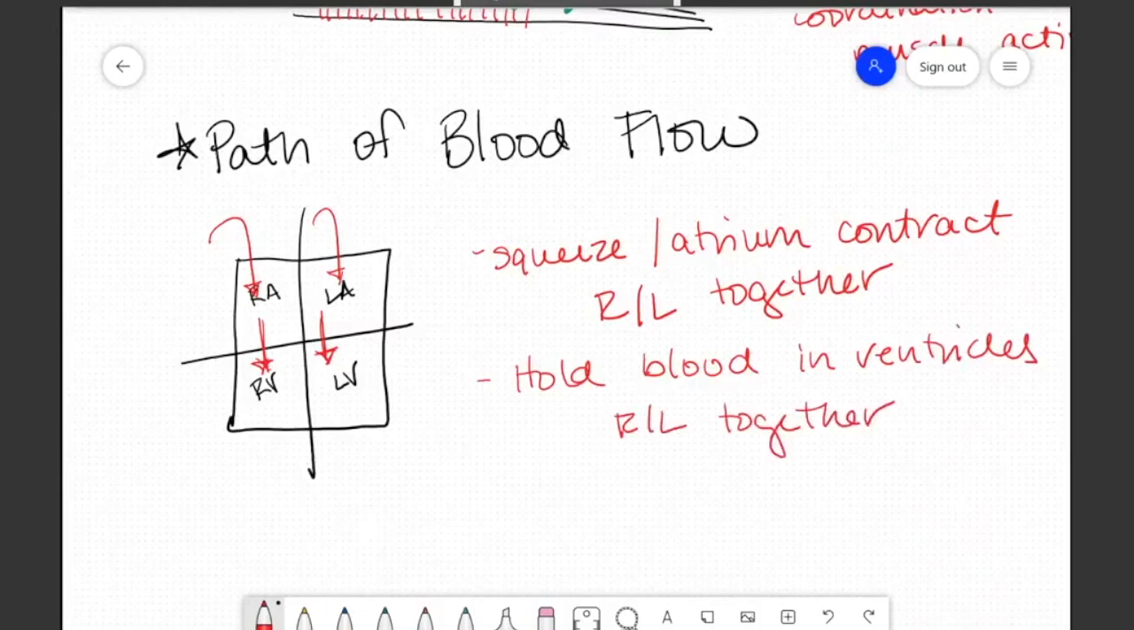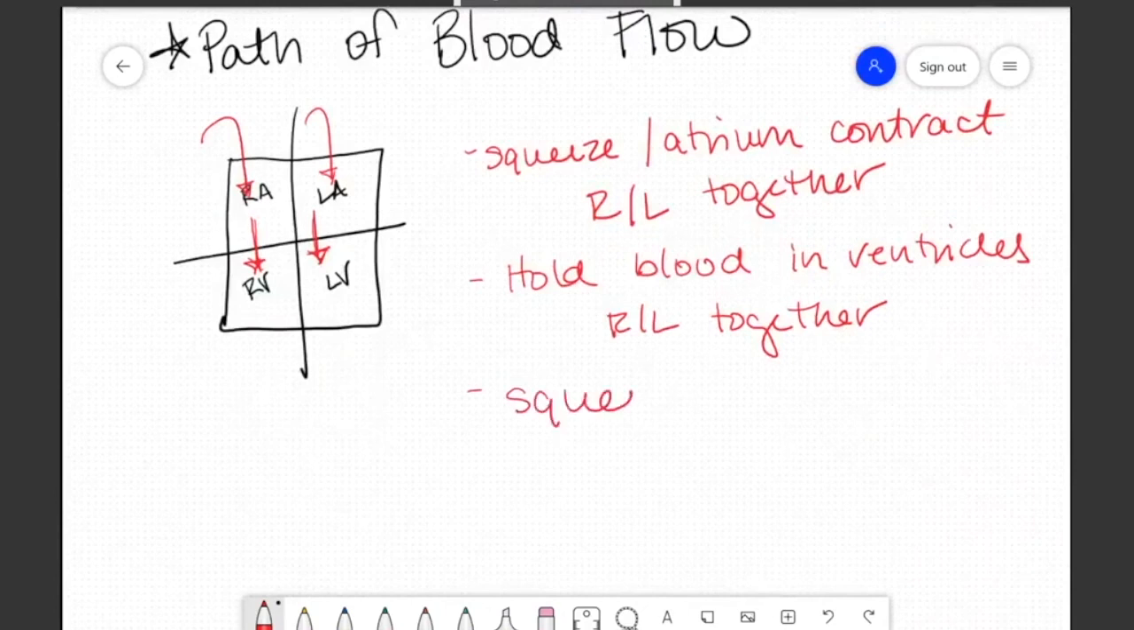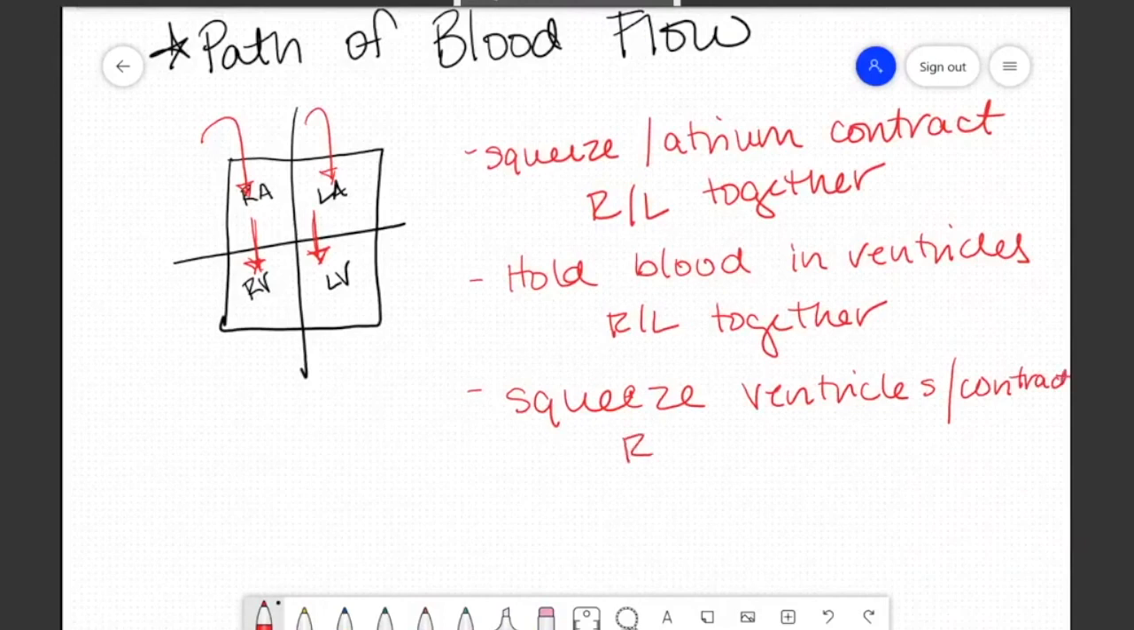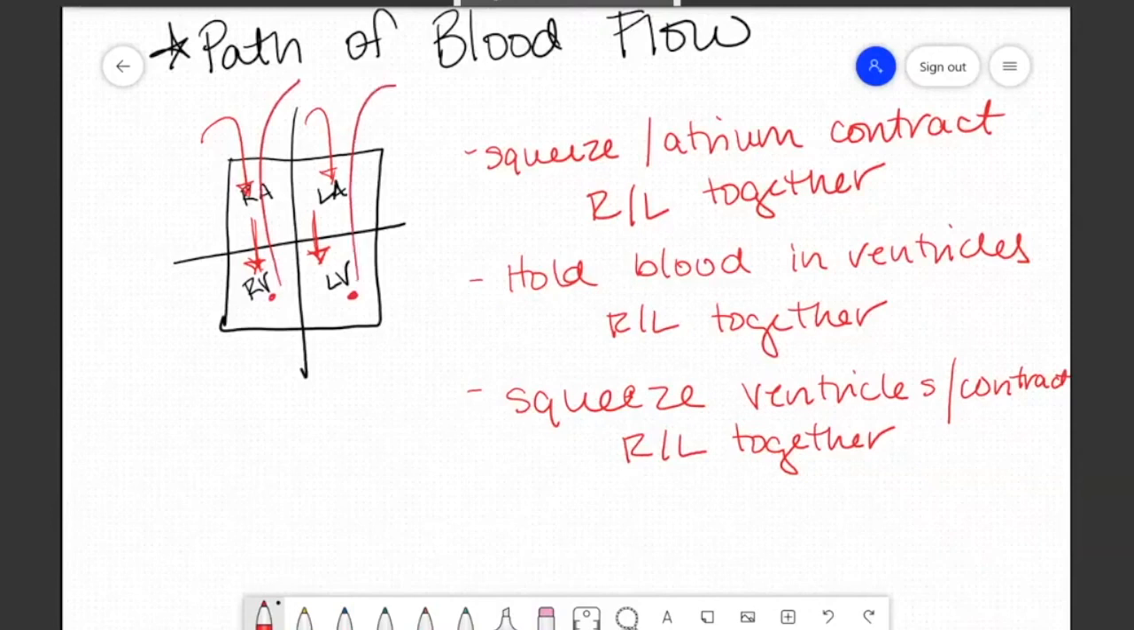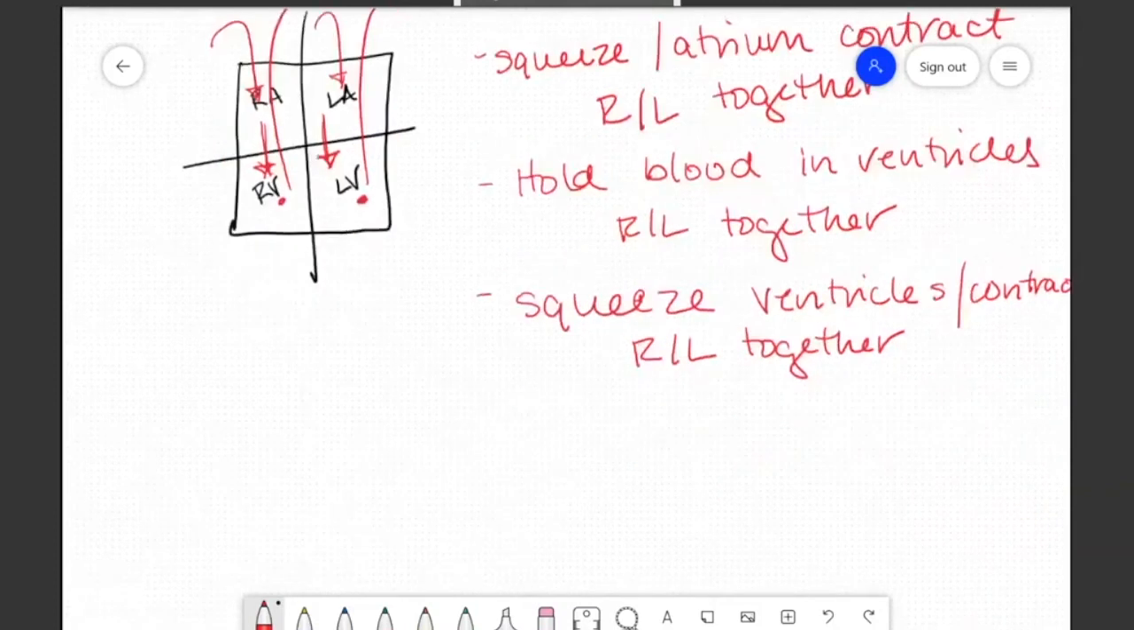And then what's going to happen is you are going to then squeeze the next round of muscles, and you are going to squeeze your ventricles, and they are going to contract. And this is going to be the right and the left together at the same time. So now what we do is if we squeeze this guy right here, at the same time we squeeze this guy right here, we shoot the blood out at the same time. So the blood is not going to be sequentially in, out, in, down, out. It is actually happening at the same time in the right side and the left side.